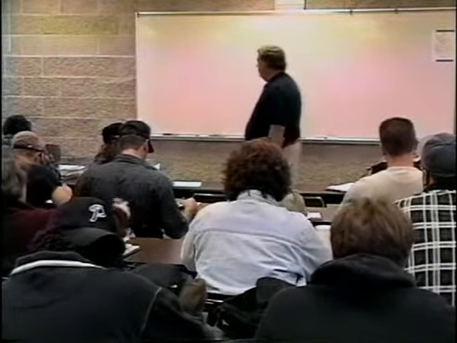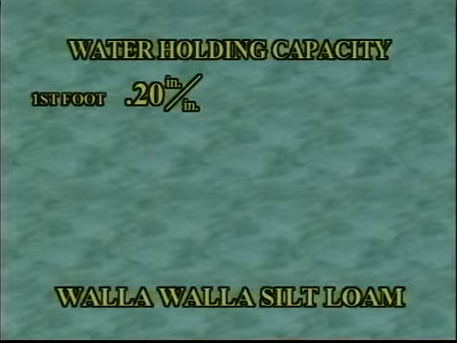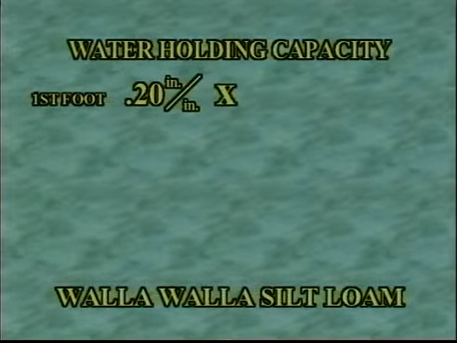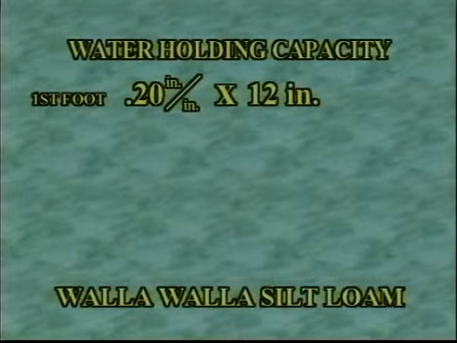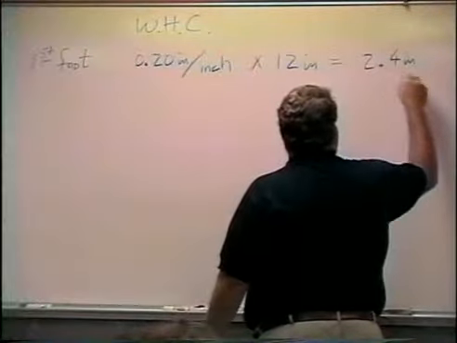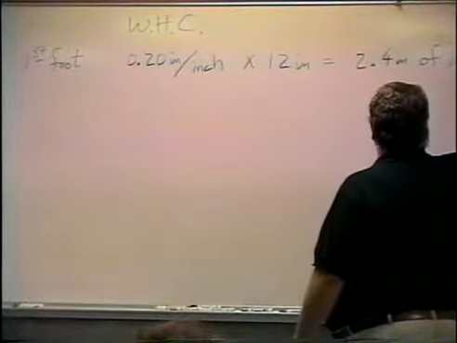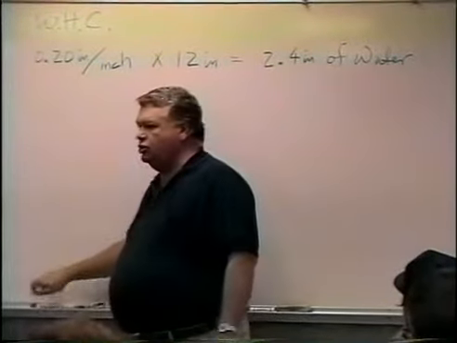For example, we have a soil like a Walla Walla silt loam that looks something like this. They'll say first foot. Say it held 0.20 inches per inch. Then if I had a full foot depth that I'm working with, I can find out how much water that soil held. And in this case, it would be 2.4 inches. Get my decimal point in the right place, of water in that foot of soil. So that's how much water could actually be stored.